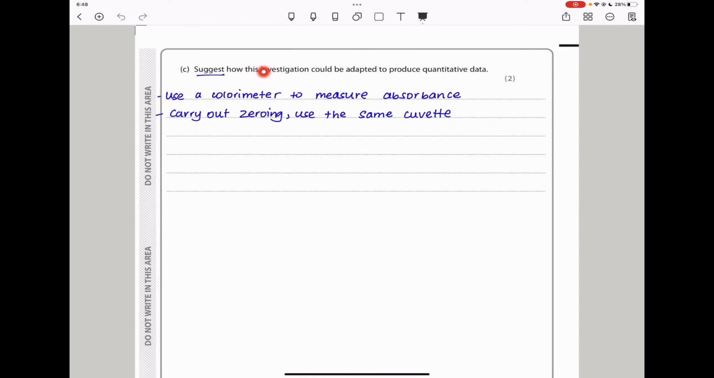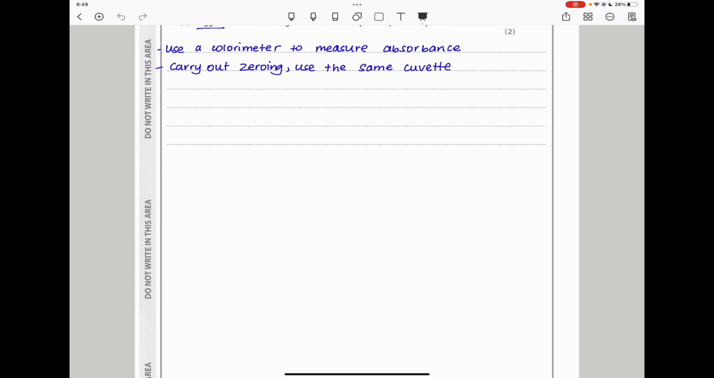Here they say suggest how this investigation could be adapted to produce quantitative data. Quantitative data means more accurate or more dependable data. Because this is based on color, you could use a colorimeter to measure the absorbance. Remember, if these are colored solutions, they're going to have different absorbances depending on the color present in the solution. So the cuvette has to be the same, and then you have to use a colorimeter to establish if the results are actually accurate as you had observed.